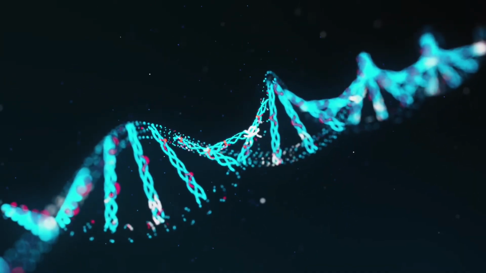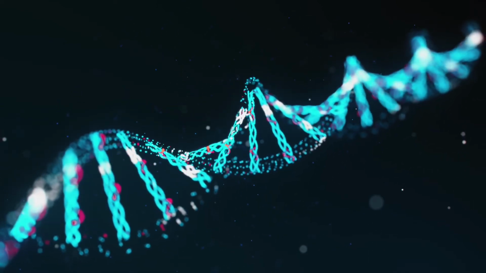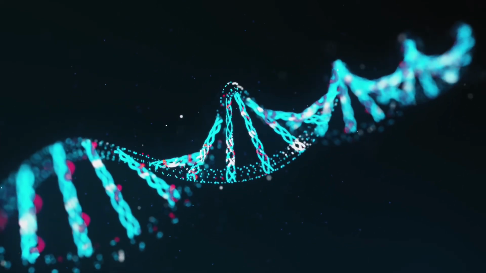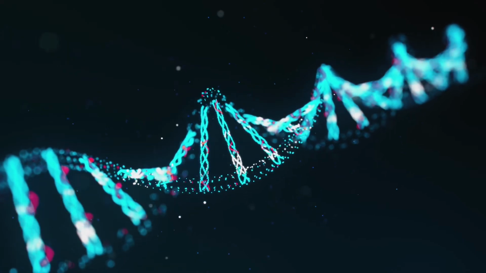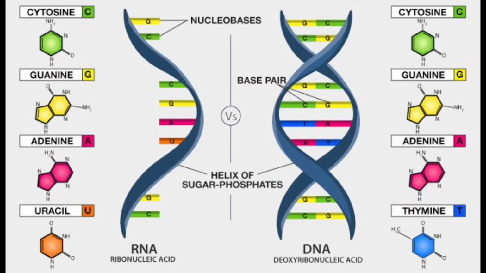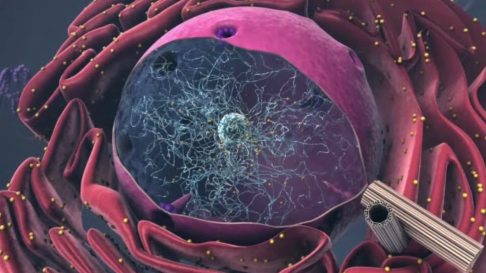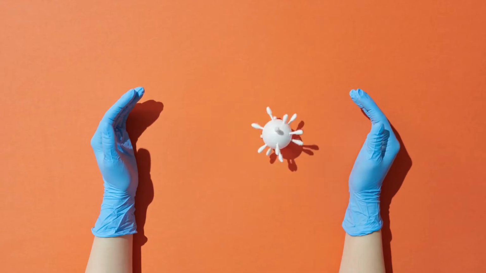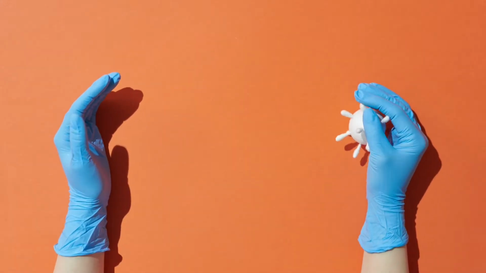DNA stands for deoxyribonucleic acid and RNA stands for ribonucleic acid. We know DNA and RNA are macromolecules. Together they are known as nucleic acids because they were originally found in the nucleus. Proteins and polysaccharides are also macromolecules.